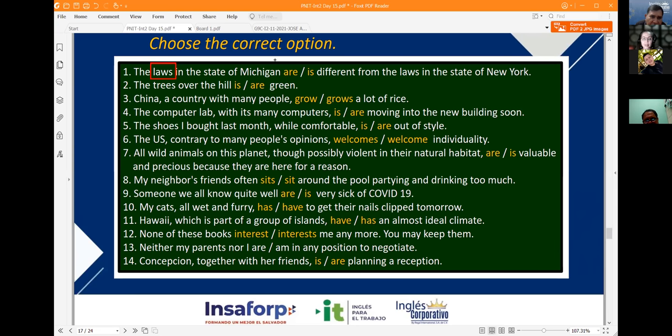The laws in the state of Michigan are different from the laws in the state of New York. The trees over the hill are green. China, eliminate information in commas. China grows a lot of rice. China, a country with many people, grows a lot of rice. The computer lab, eliminate information between commas. The computer lab is moving into the new building soon.